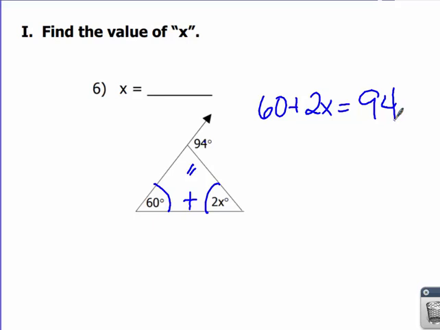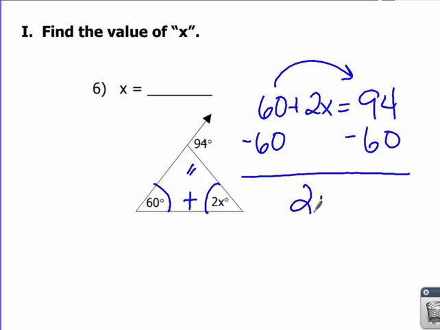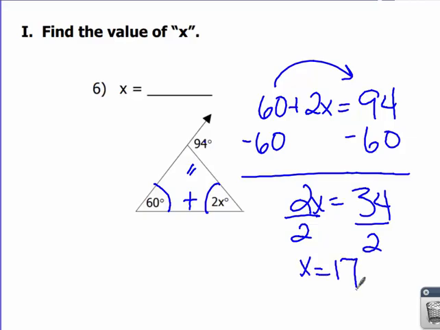The first thing, there's not anything I can put together, so I need to move the 60 over to be with the 94, and we do that by adding its opposite. We subtract, we end up with 2x is equal to 34, and now I've got to undo the multiply by 2, so I divide by 2, and I end up with x is equal to 17. So x is 17. Now if I wanted to find the actual measure of this angle here, I would take the 17 and plug it back in. So 2 times 17 gives us 34 degrees.